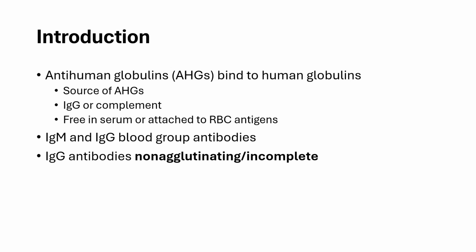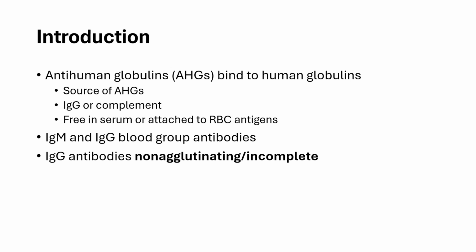Detectable immunoglobulins: we have IgM antibodies. These are usually large and can agglutinate red blood cells directly at room temperature or below. IgG antibodies are smaller and do not cause direct agglutination. They are incomplete antibodies. Anti-human globulins are needed to bridge these antibodies and cause visible agglutination.